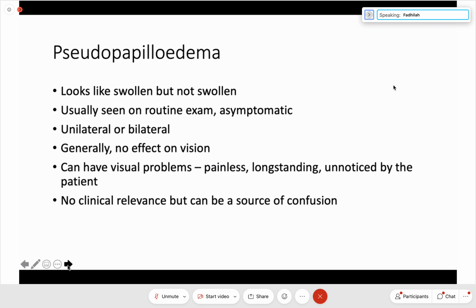Now, a little bit about pseudopapilledema. Why this is important is because they might confuse you. This looks like swollen, but they are not actually swollen. So usually you see this on a routine examination. Patient can be absolutely asymptomatic. It can be unilateral or bilateral. Generally, vision is not affected, but sometimes they can have problems with the vision as well. It has no clinical relevance, but can be a source of confusion.